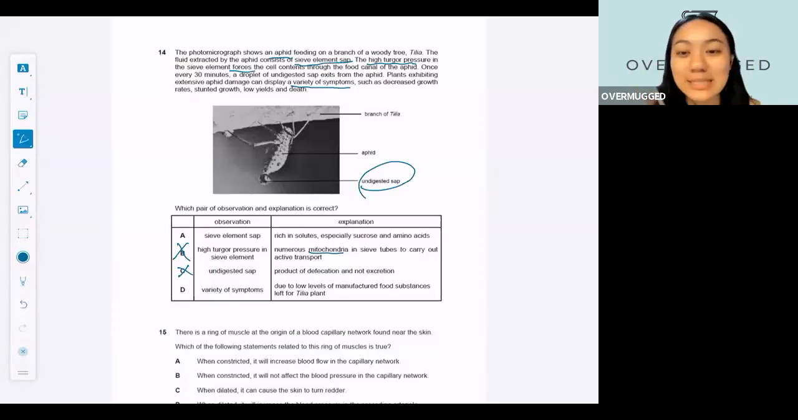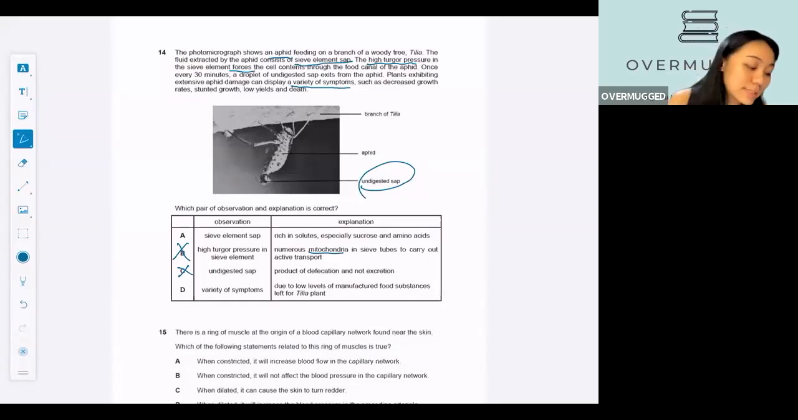I think there is a typo in my answer. I need to correct it. Sorry about this. The answer here is actually D, because these plants that have all these symptoms will basically have all the manufactured food substances removed. So that's why the plant would show all these things.